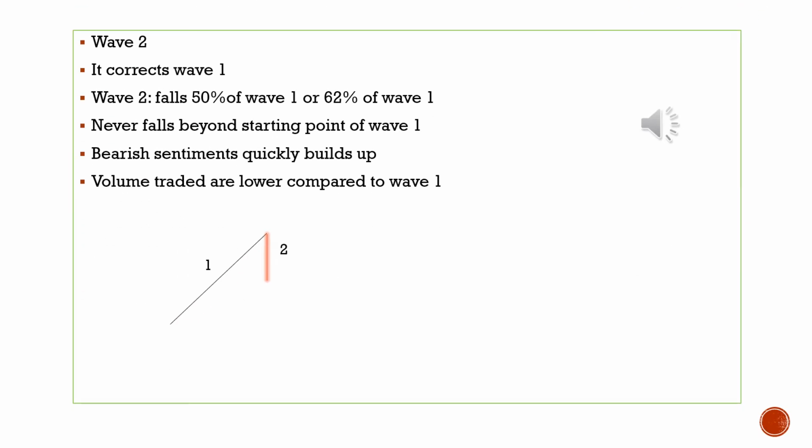This is wave 2, which is a correction wave, and it corrects wave 1. So here basically the sentiment is bearish because the market is moving in the opposite direction. When wave 2 corrects wave 1, it may fall 50% or 62% of wave 1. Volume traded in wave 2 is low compared to wave 1, because the sentiments are bearish, so people are not sure whether the market will move up or not.